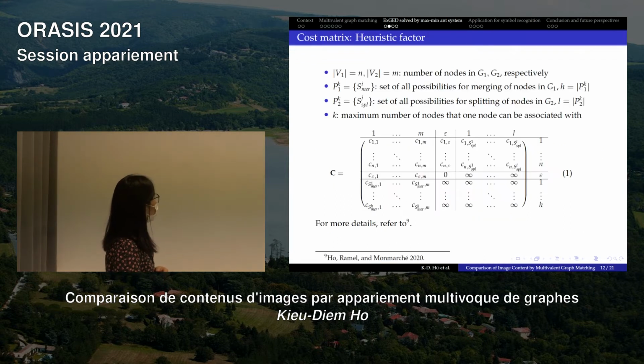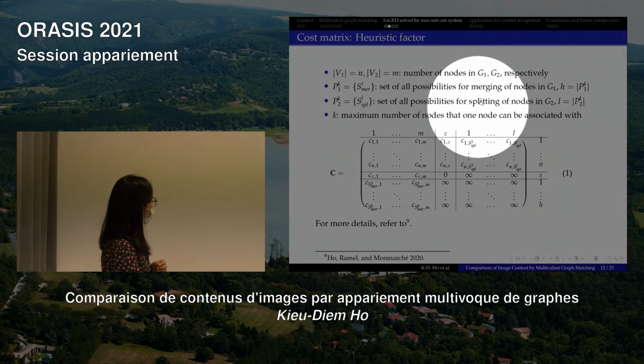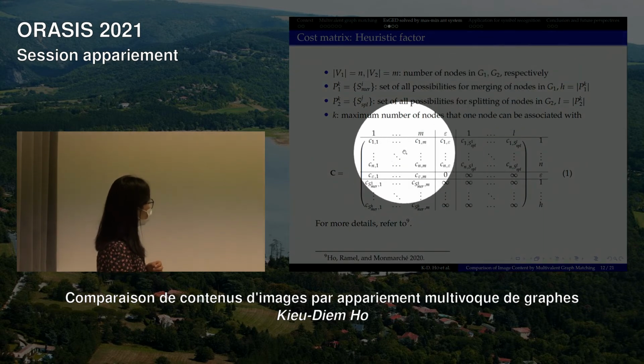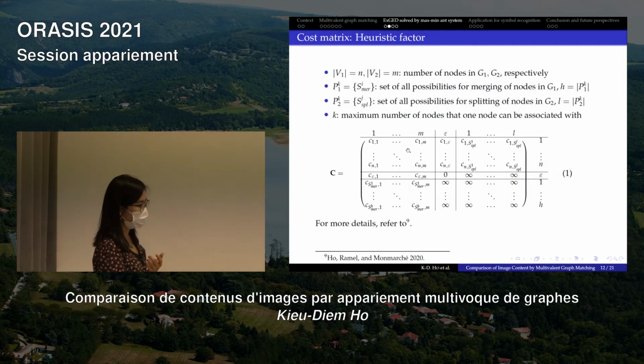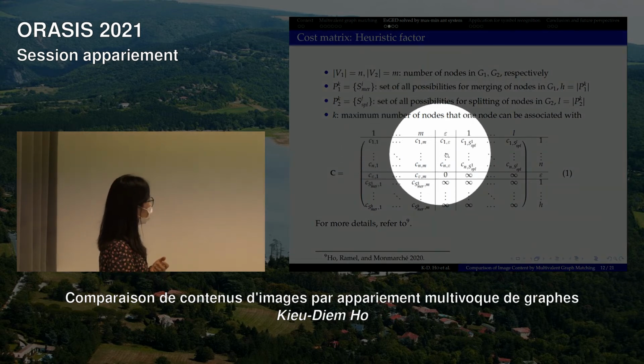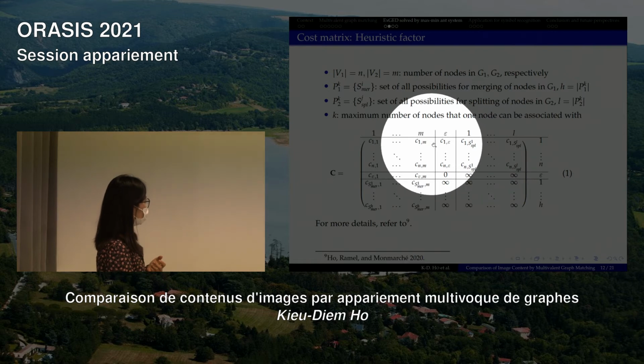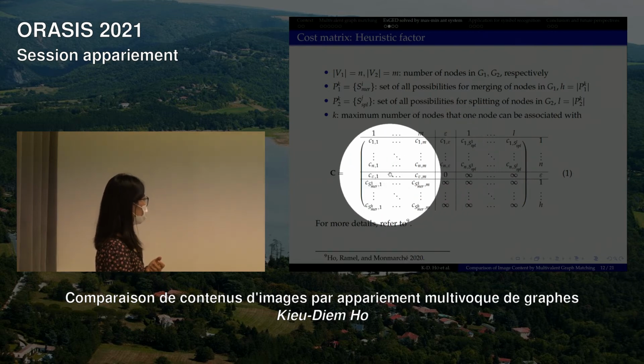So I will go into more detail on the important factors. The first is the heuristic factor. So this is the cost matrix. This cost matrix presents the goodness of each pair of nodes from the two graphs. And in this matrix, each block presents one type of edit operation. For example, here it is node substitution, here it is node splitting, here is node deletion, node substitution, and so on.